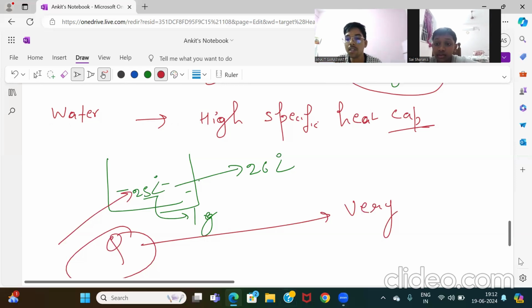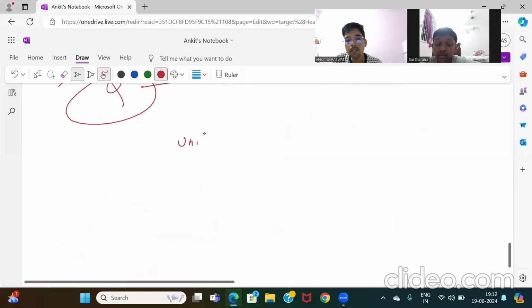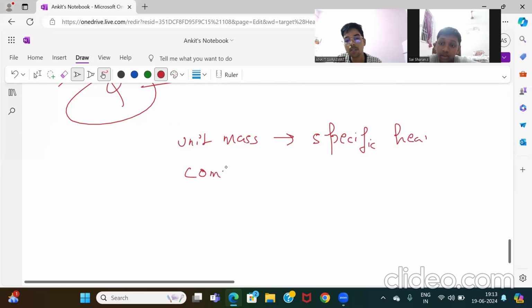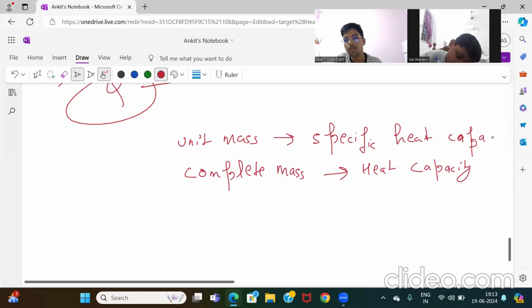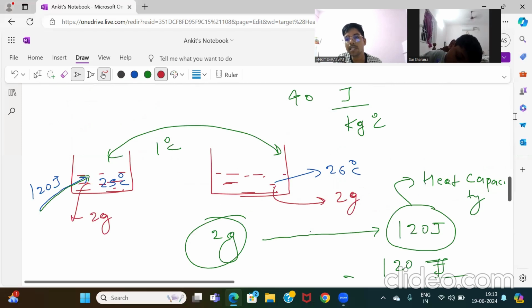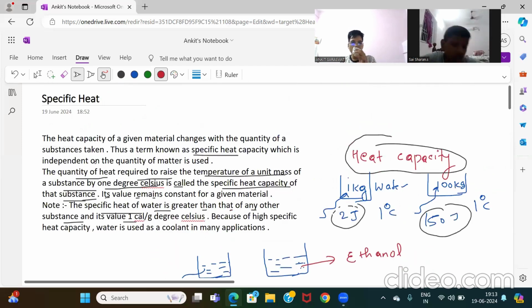For unit mass, we are using specific heat. Clear? For complete mass, the entire object. Sir, that first definition, can you show, sir? Yeah, sure. Heat capacity. Wait. For unit mass, we use specific heat capacity. For the entire mass or complete mass, we use the term heat capacity.